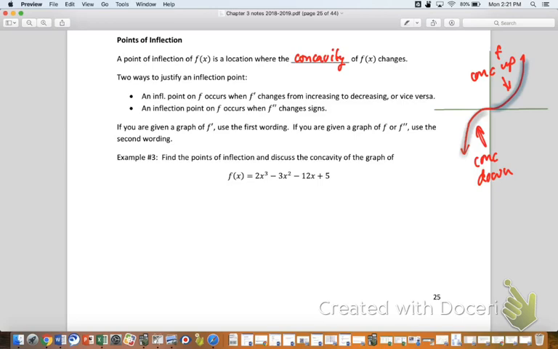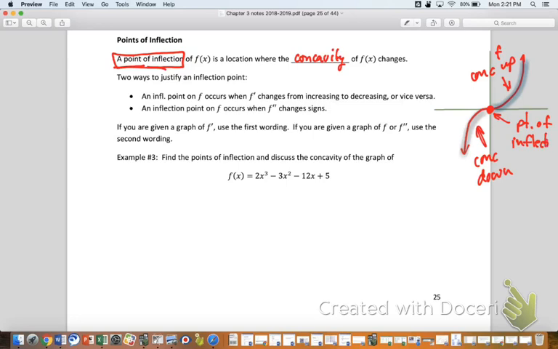So what had to happen in the middle there somewhere? A point of inflection. Well said. So if f changes from concave up to down or concave down to up, then somewhere in there, a point of inflection had to have occurred. And for this particular graph, it's right there, right on the origin. It doesn't always happen on the origin, of course.